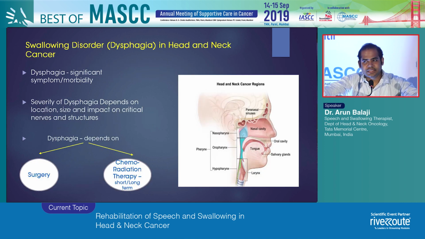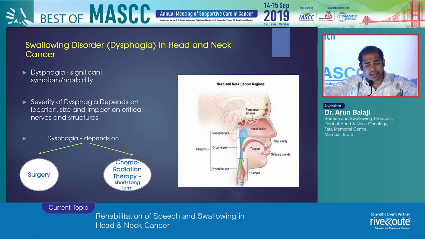Swallowing disorder, dysphagia, in head and neck cancer is one of the significant symptoms as well as morbidities. The severity of the dysphagia depends upon location, size, and impact on critical nerves and structures. Dysphagia can be broadly classified into two types: surgical-related dysphagia and non-surgical-related dysphagia. For non-surgical, again, we need to think about acute toxicities as well as long-term toxicities.